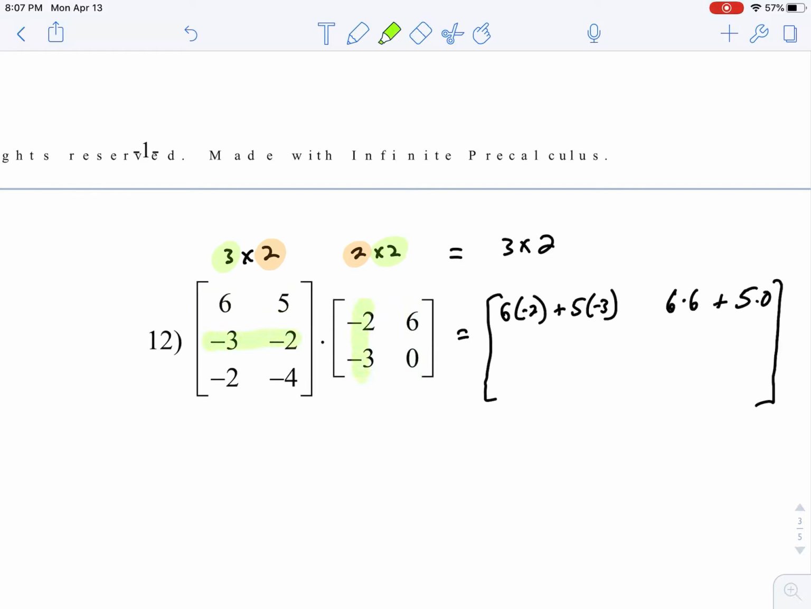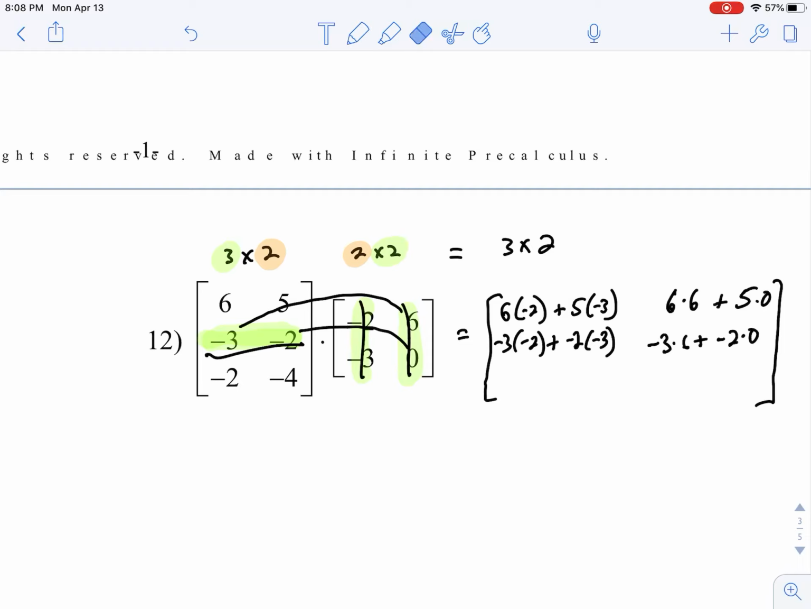This row times this column. -3 times -2 plus -2 times -3. Then do the second row times the second column. -3 times 6, and -2 times 0. And you add those together. We've done the second row by both columns. We're done with it. Move on to the third row.